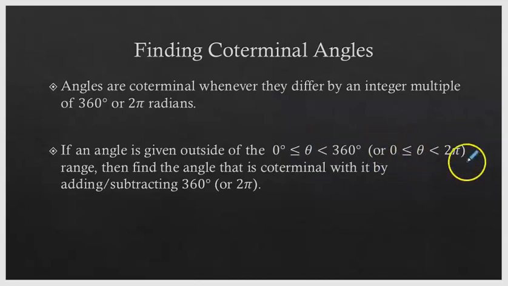The same thing is done for radian measurements. If it's too small, so if you have a negative radian measurement, then add 2 pi. You usually need a common denominator for doing that. And if the angle measurement is too big, like 9 pi, then subtract 2 pi over and over and over again until you get a number between 0 and 2 pi. These aren't the only coterminal angles. These are just the ones we're usually most concerned with. Usually we like to express it as the number between 0 and 360.